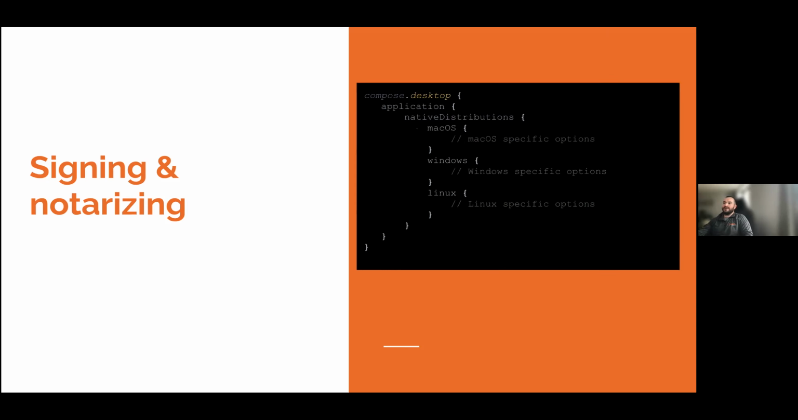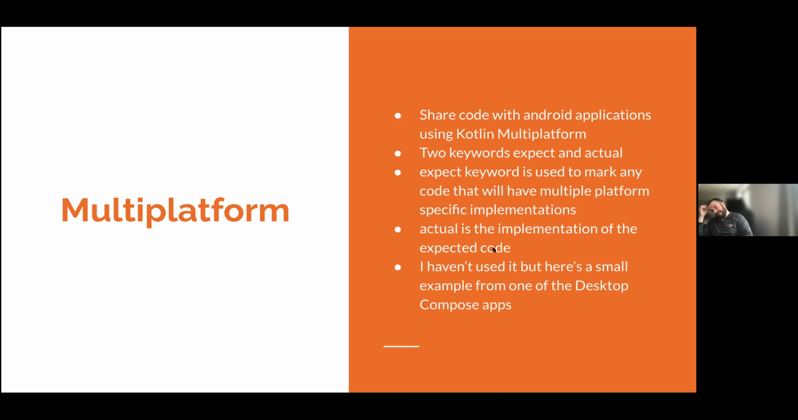So yeah, in your build, you can also have specific build settings for each target. So Mac, Windows, and Linux here. So multi-platform. I actually haven't used this, but I'll just show you from one of the samples on the Desktop Compose website. If you want to share with Android and desktop, for example, there's two main keywords you can use: expect and actual. Expect is what you mark up like any piece of code, like a composable function, and you expect this to be implemented in different specific implementations for each platform. And then actual is you mark up the actual implementation with the actual keyword.